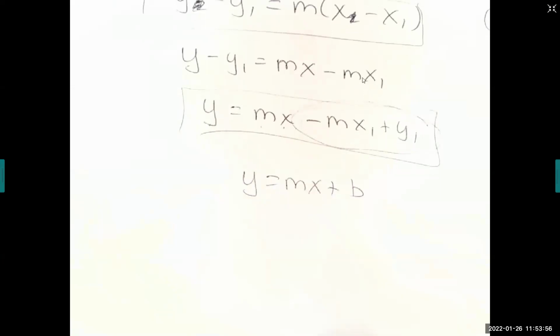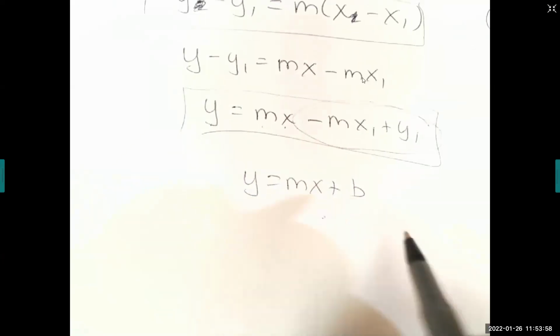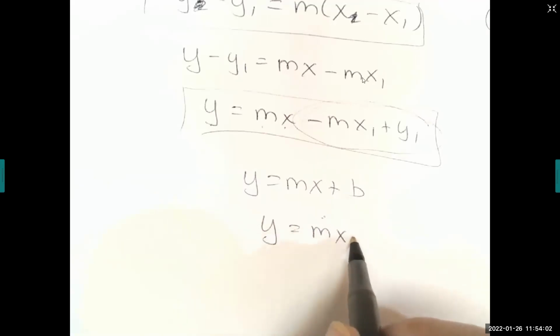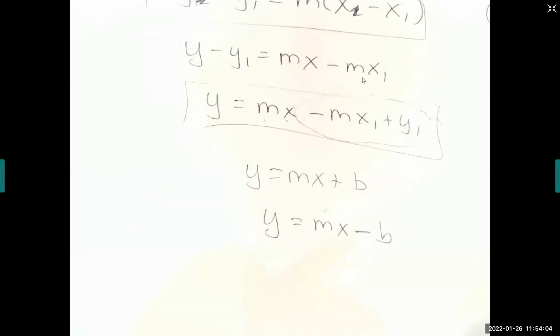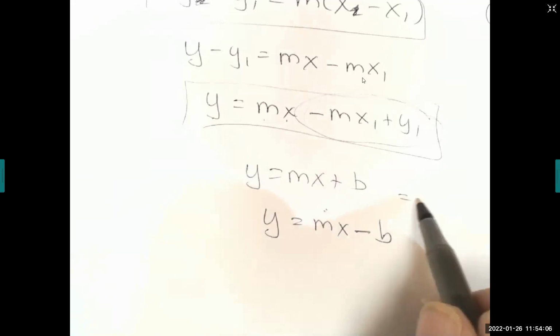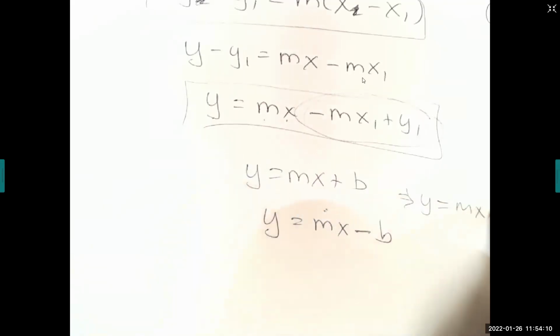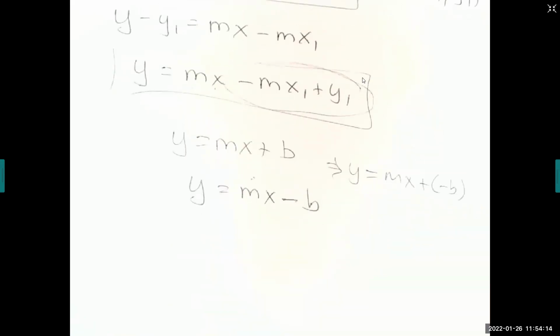Your b can be negative. So it could be y equals mx minus b, if b is negative.